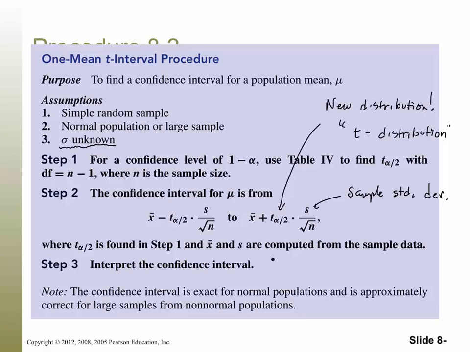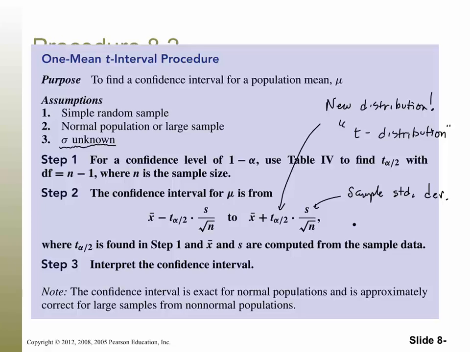But you notice that it's the same principle. We're going to have our point estimate, and then we're going to add a certain number of standard deviations and subtract, and our standard deviation is going to be based on the sample standard deviation rather than the population standard deviation. So it's very similar. It's just that we're using the sample standard deviation, and it's no longer a normal distribution that helps us find the confidence interval. It's a new distribution called the T distribution.